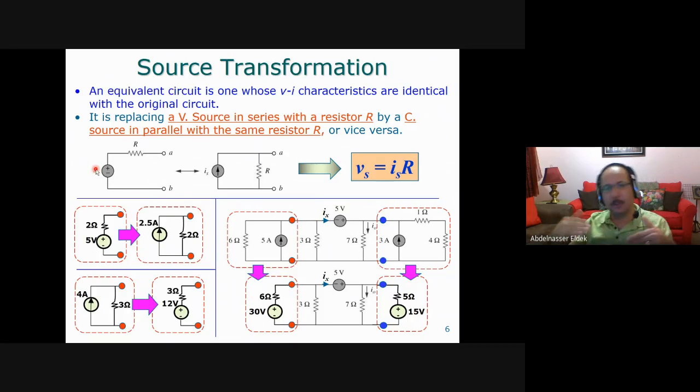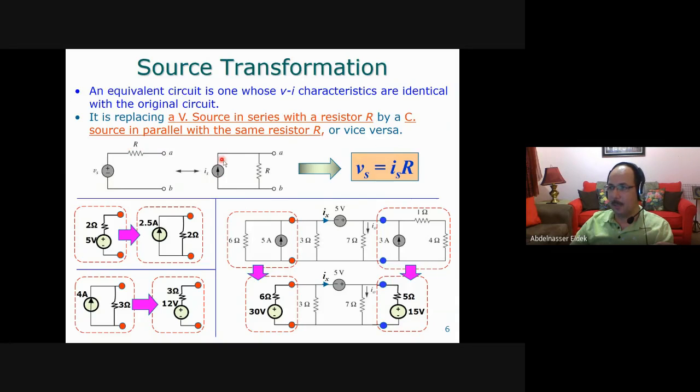But there's a condition to do that. You can't just convert any current source to voltage source or the opposite. What's the condition? The condition is that the current source must be parallel to a resistor. When you convert it to a voltage source, it is in series with the same resistor. So these two are equivalent to each other.